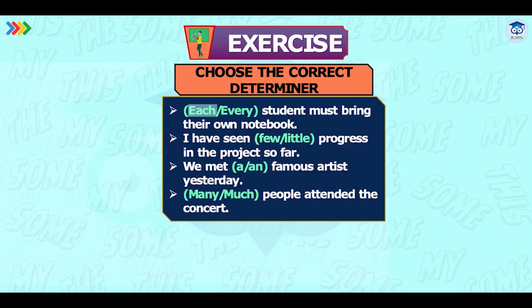Next, we have I have seen few or little progress in the project so far. Since progress is uncountable, the correct word is little. Now read this one. We met a or an famous artist yesterday. Famous starts with a consonant sound, so the correct choice is a. And finally, many or much people attended the concert. Since people is countable, we choose many.